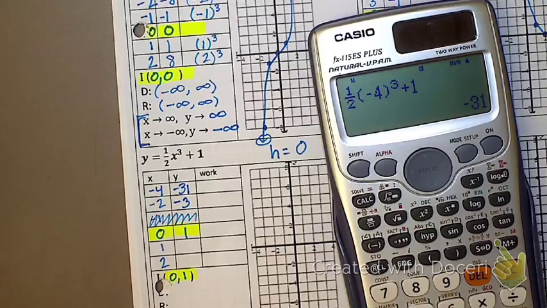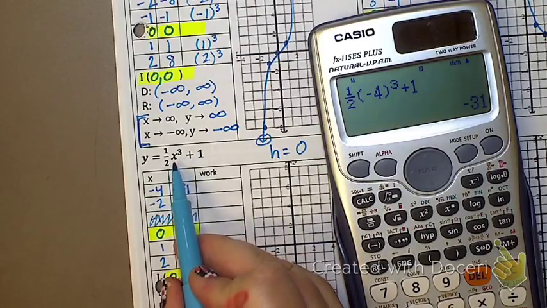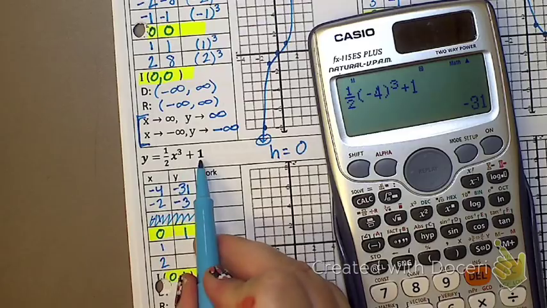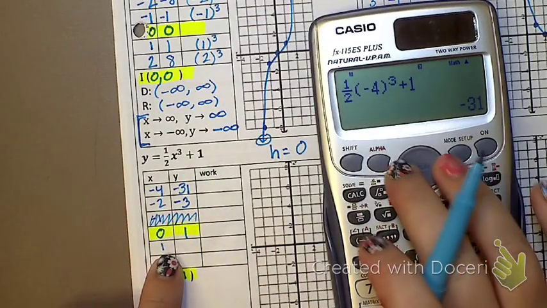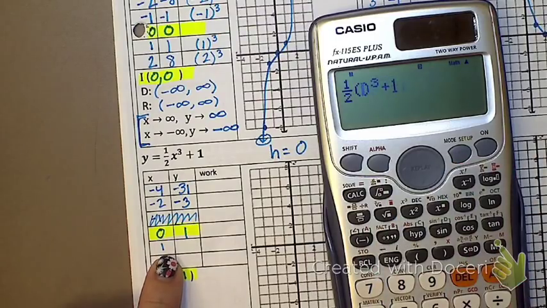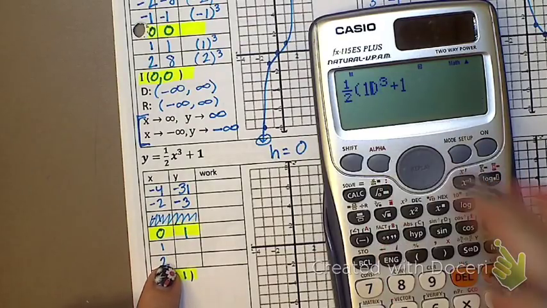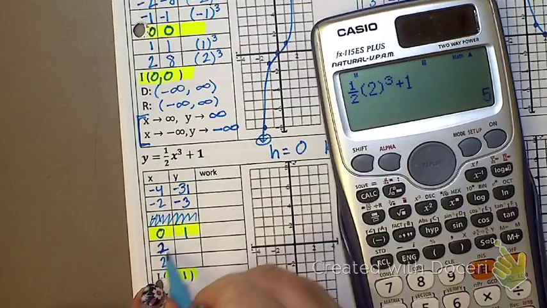Why is it negative 31? Well, what's negative 4 to the third power? Negative 64 times 1/2 is negative 32, plus 1 is negative 31. Okay? Let's try the other side. Is positive 1 going to work? Probably not. Nope. Is positive 2 going to work? Yep. So I'm going to change that to a 2.